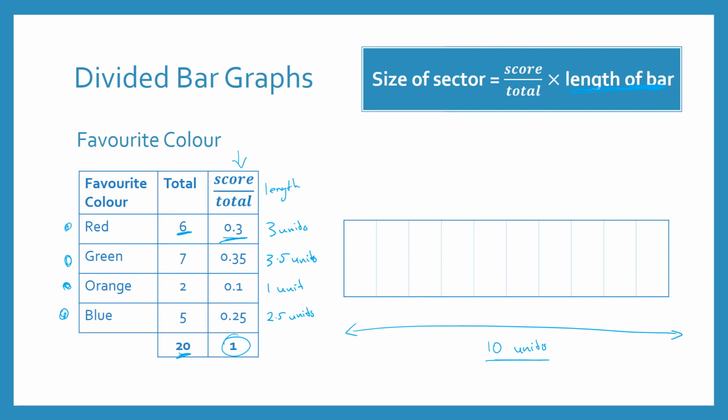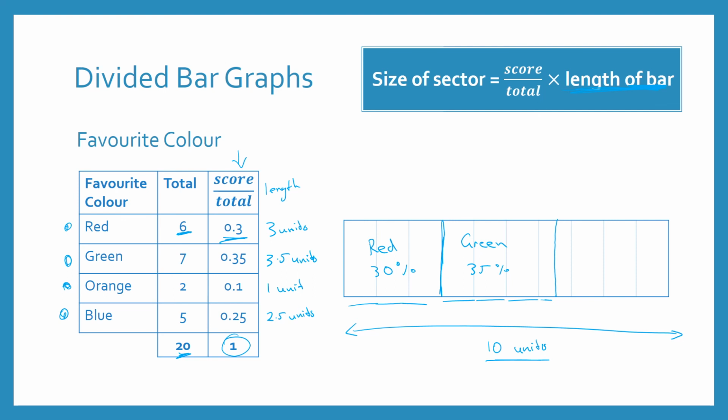So first we have our red, we go 1, 2, 3 units. So we draw a line down this. So this here is our red, and we could write again 30%. Next, green takes up 3.5. So go 1, 2, 3, and a half. So we're going to draw a line halfway down this one, and it's going to be green. And that's 35%.